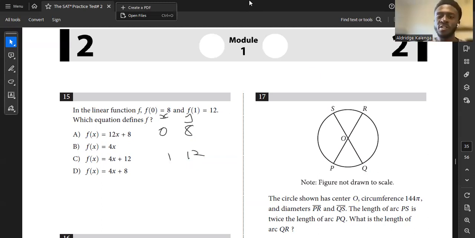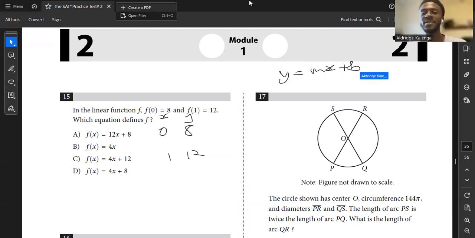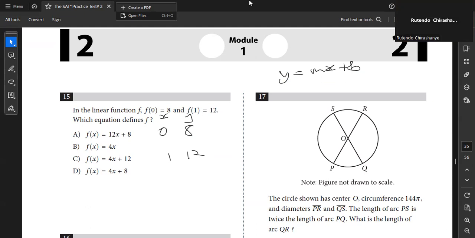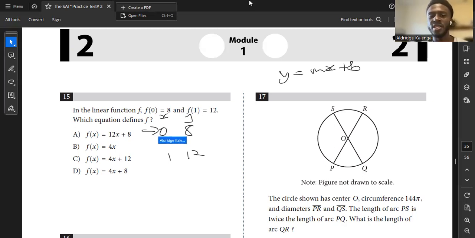So the equation of a line is essentially y is equal to mx plus b, sometimes plus c, depending on who's teaching it. But essentially, let's try to find our b. The easiest way to find our b is to use this set of points. So our x is 0. It means this whole part will be 0. And then our y is 8.